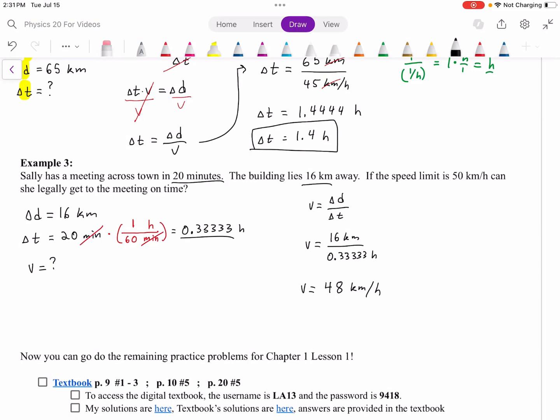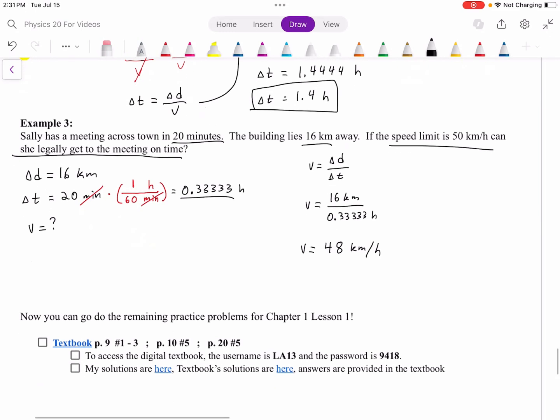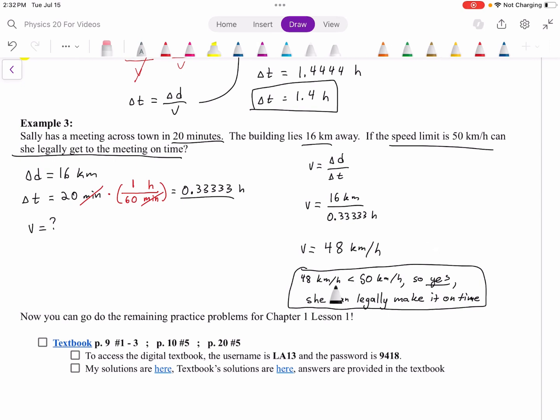Now, again, always go back and check. Have we actually answered the question, right? We don't want to put a box around that and say we're done because the question wasn't what will her speed need to be? It was, can she legally get to the meeting on time? So, can she? Yes, she can. She only needs to travel at 48 kilometers per hour in order to cover 16 kilometers in 20 minutes. So since the speed she needs to go is less than the speed limit, she should be able to legally get there on time. So there we go. There's our final answer. Our final answer is just yes, she can legally make it on time. And here's our work justifying that.